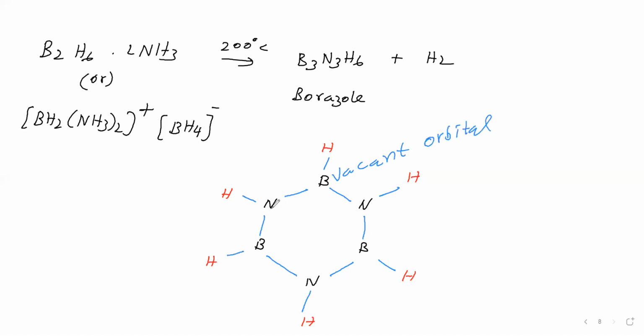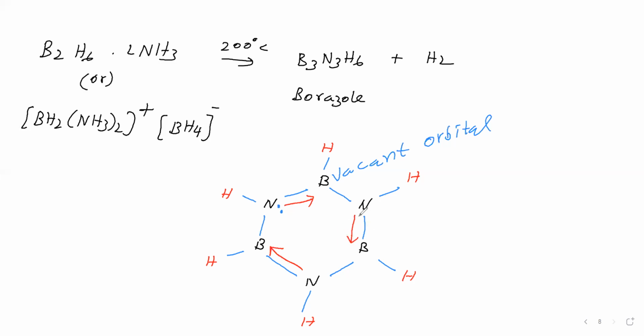Then nitrogen comes under the 5th group. Therefore, its valence shell contains 5 electrons. Out of 5 electrons, 3 electrons have gone for bonding, and the remaining 2 electrons are present. So nitrogen is contributing a lone pair, and boron is contributing a vacant orbital. Between them, a dative bond is possible, from nitrogen to boron like this.